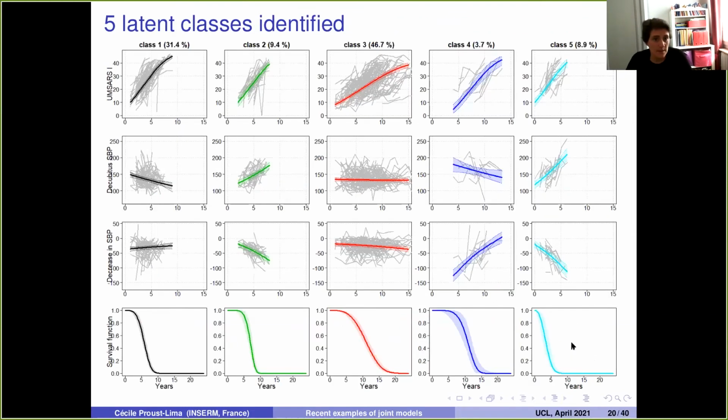So here are the main results of this model. We obtained 5 latent classes, one in each column. Latent class 3 included about half the people, and latent class 1, 30% of the people. We had also 2 small latent classes of 9% and a very small latent class of 4%. I did not report here all the biomarkers, only one biomarker by dimension. And you have also the survival function.